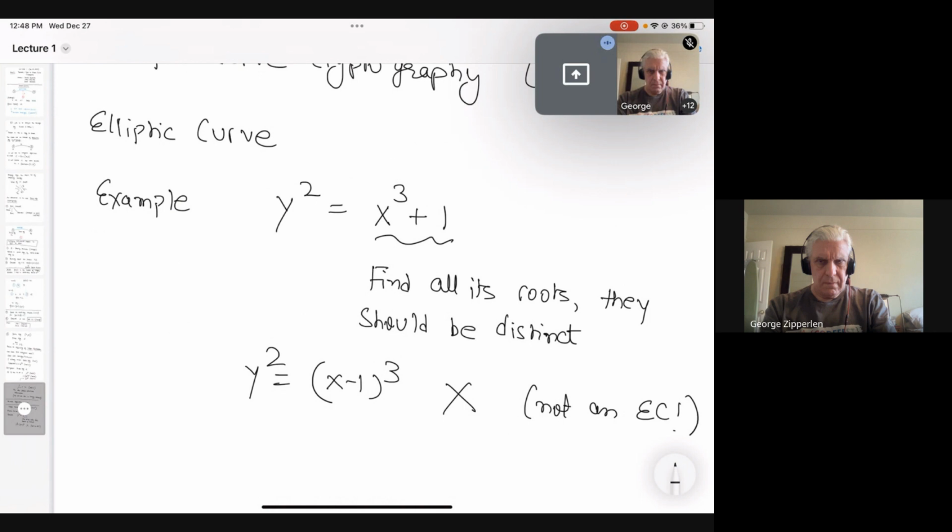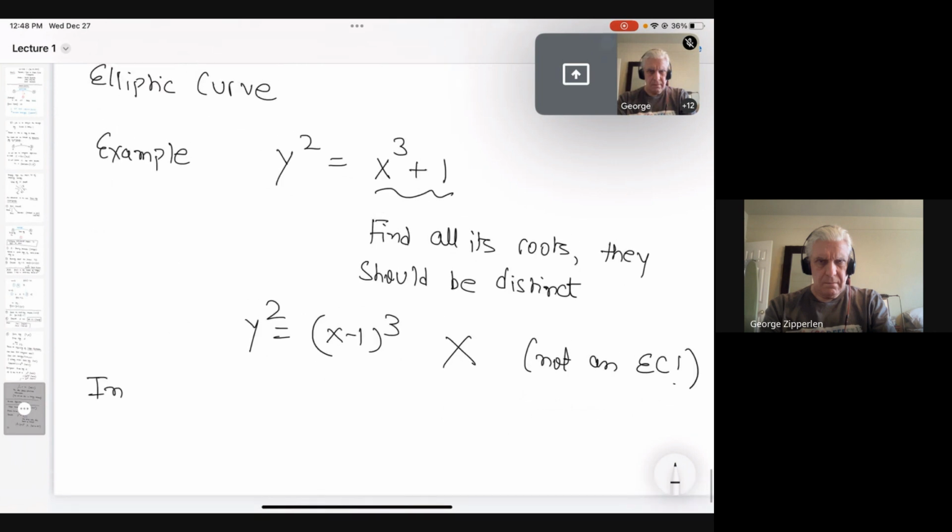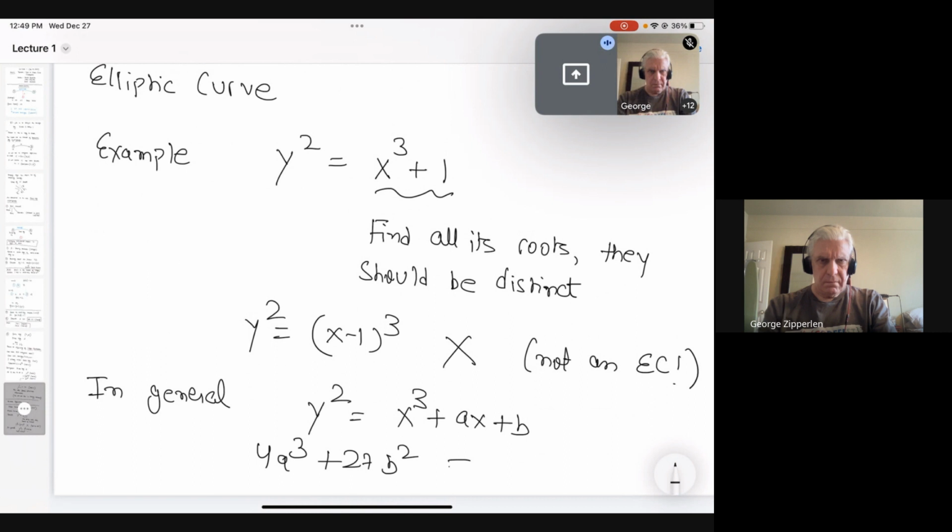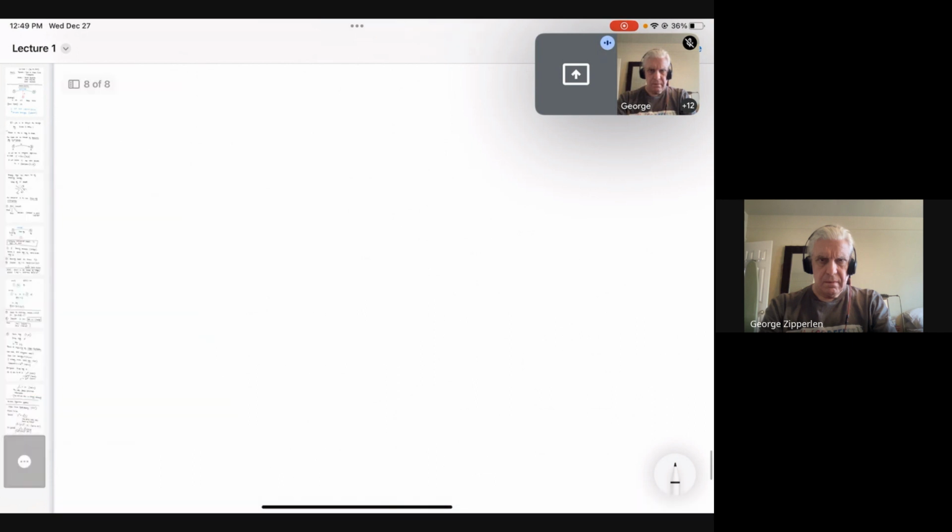Okay. So in general, elliptic curve equations look like y square equal to x cube plus ax plus b, where having the roots all distinct can also be summarized like this: if you take the number 4a cube plus 27b square, it should not be equal to 0. This is the thing. Okay.